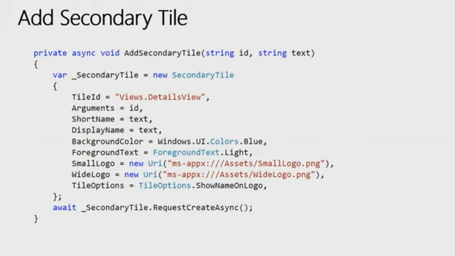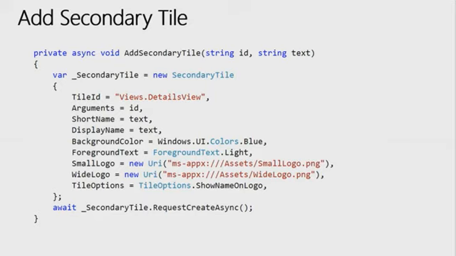So what you do is you create a new secondary tile. Secondary tile comes from the, what's the namespace for it? StartScreen.SecondaryTile is where it comes from, and you create it with all the properties that you need. So in this case, it has an ID of its own as well as arguments. So these arguments are how you would recognize them individually.